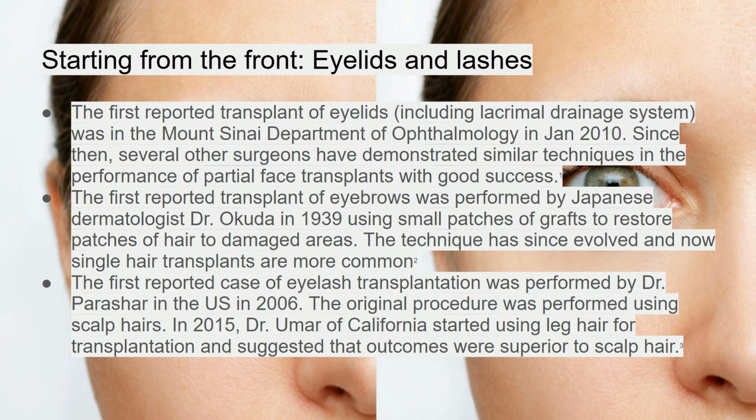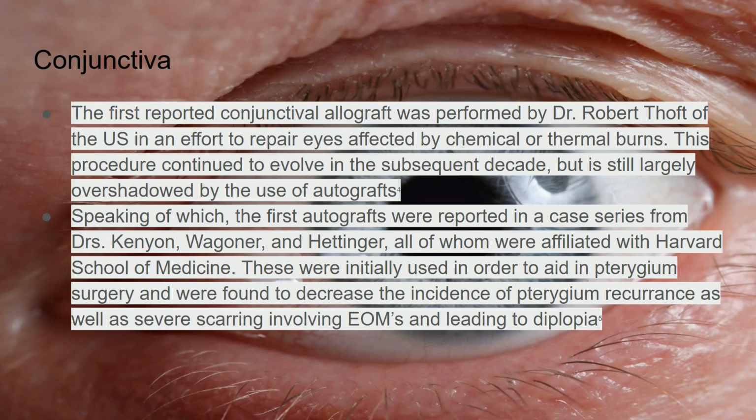As far as eyelash transplantation, that was first done by Dr. Parashar in the US in 2006. That original transplantation was done using scalp hairs, but more recently, in 2015, Dr. Umar of California started using leg hairs, and he found that was actually superior to scalp hairs. That's been gaining some traction as well, interestingly enough. He found that the curvature and the way they function as eyelashes worked better than the scalp hairs.